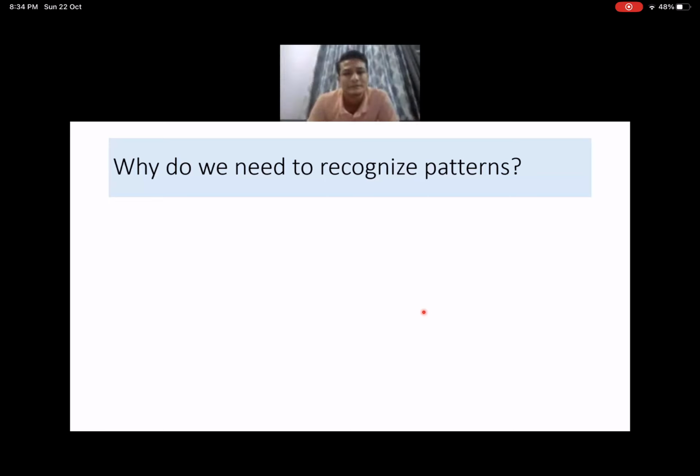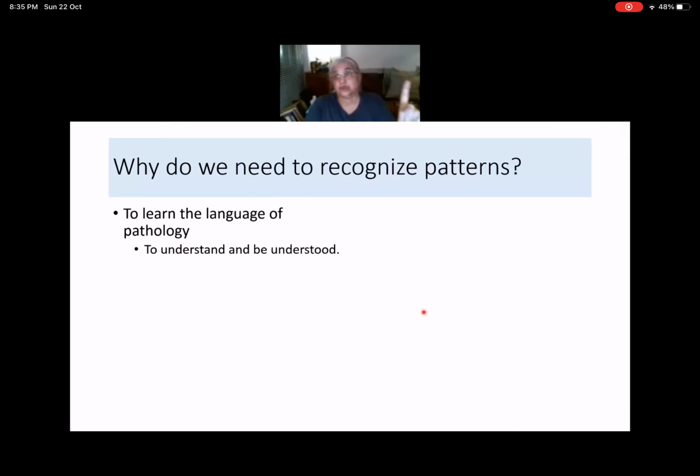ERG. Okay. So now at the end of it all, when you're very tired, why do we need to recognize patterns? Do you think we need to recognize patterns? Yes, ma'am. Because different disease pathologies have different kinds of patterns, and it helps us to differentiate between them. Excellent. He's given us one good reason. Anything else?